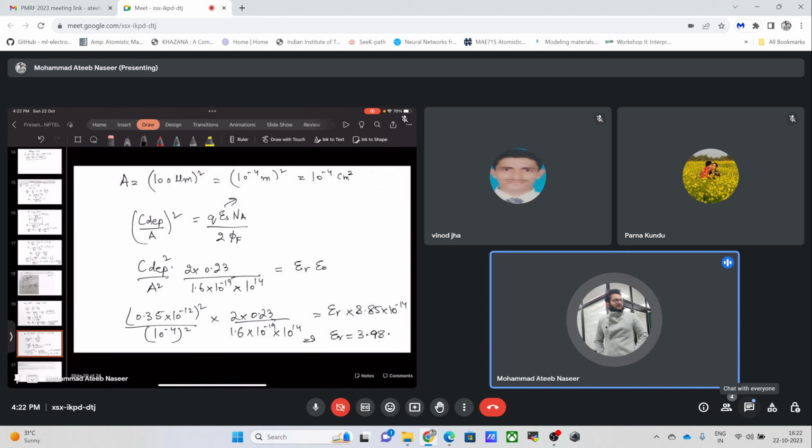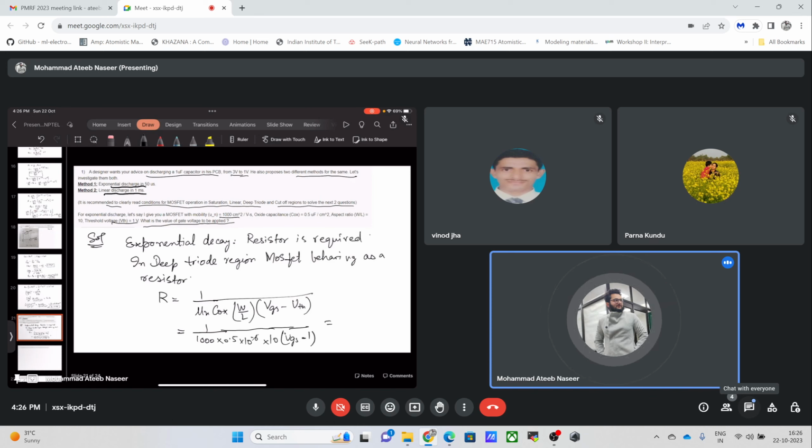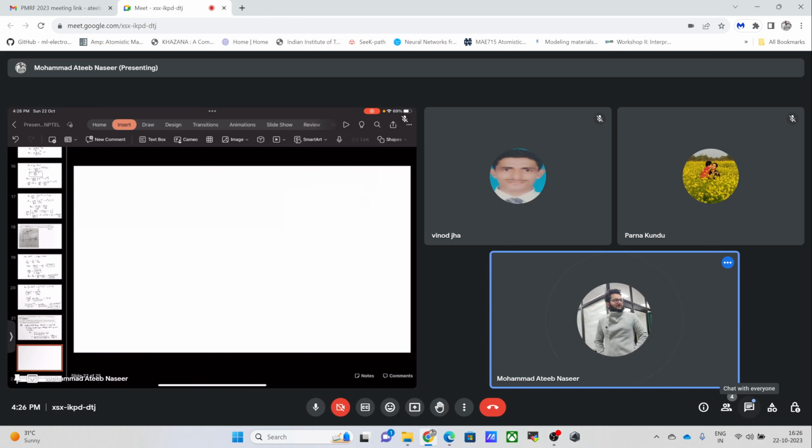So it would be like this. 0.5 will go above, it will be 2. This will be 10 to the power of minus 3. So it would be just 200 divided by VGS minus 1. So this is the value of the resistor that we require.